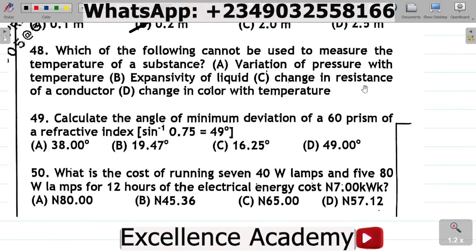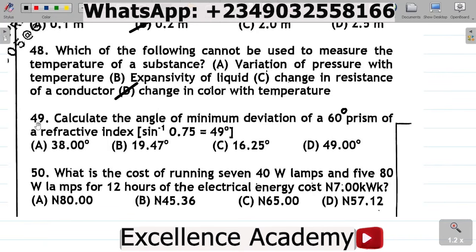C, when we talk about change in resistance, you want to note that the change in resistance of a substance is used by something called a resistance thermometer. In essence, option A here is used by gas thermometer to measure temperature. Option B here is used by bimetallic thermometers, while option C here is used by resistance thermometer. So the answer is D, change in color with temperature. That's your answer.